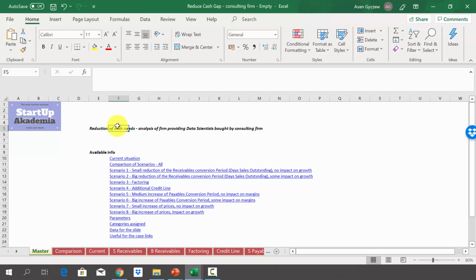Let's have a look at the available data that you will need to solve the case study. Please open the file attached to the lecture, which is called Reduce Cash Gap Consulting Firm Empty. And here in the master sheet, you'll find a table of contents.